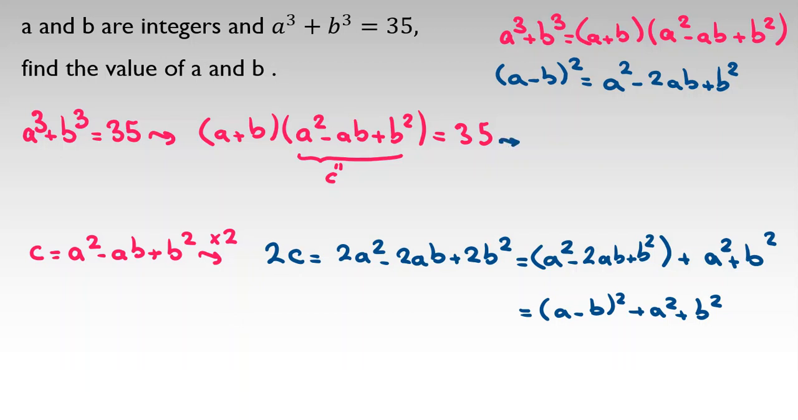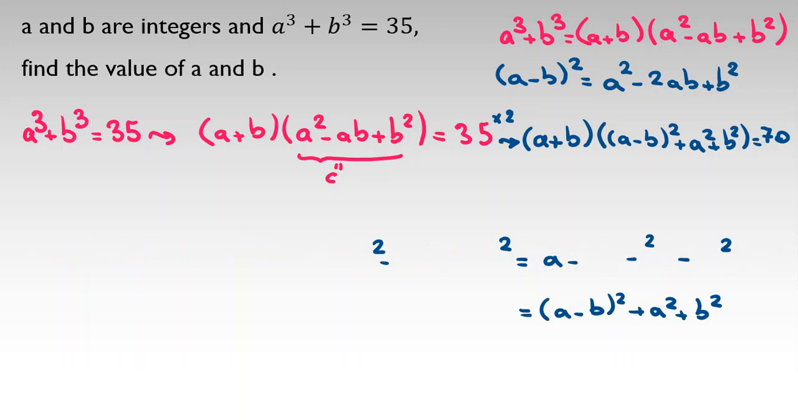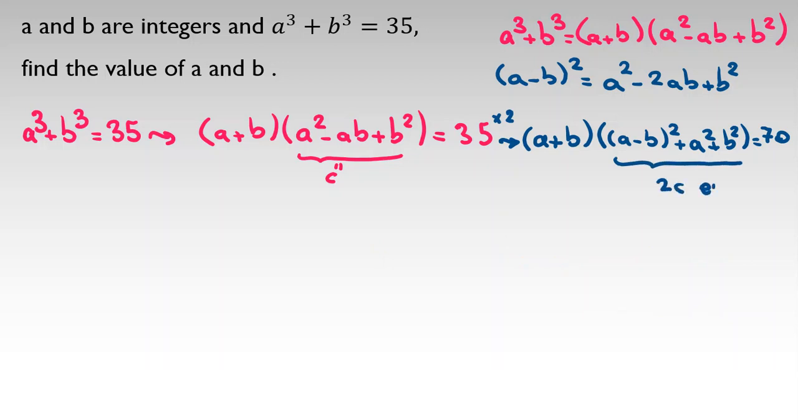We can work on our main equation. I multiply it by 2. So it will be (A plus B) times 2C, which here we've written as (A minus B) squared plus A squared plus B squared, equal to 2 times 35, which is 70. Okay, so let's focus on this part. Now let me erase the things we've written to have a space to calculate. So we know that it is 2C, so it is even.